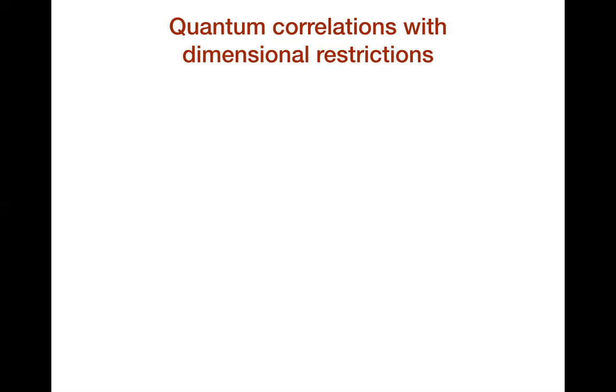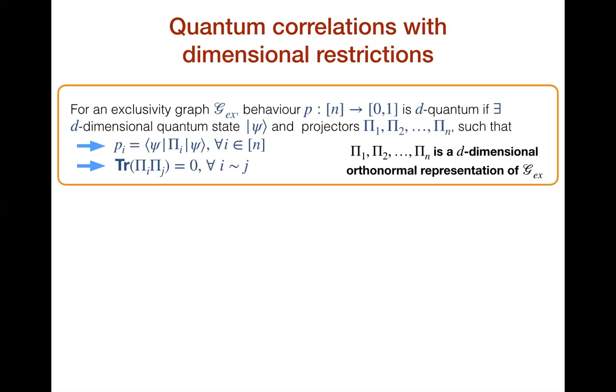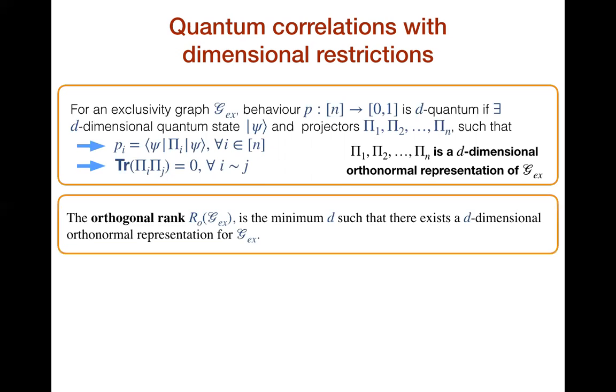Okay, so now we put some dimensional restrictions on these quantum correlations. We call a behavior d-quantum if there exists a d-dimensional quantum state and projectors pi_1 to pi_n, such that you can write p_i as this inner product, and the trace of pi_i pi_j is equal to 0 for every edge as before. And we call this pi_1 to pi_n a d-dimensional orthonormal representation of the graph. We define an orthogonal rank, which is R0 of this graph, as the minimum d such that there exists a d-dimensional orthonormal representation of this graph.